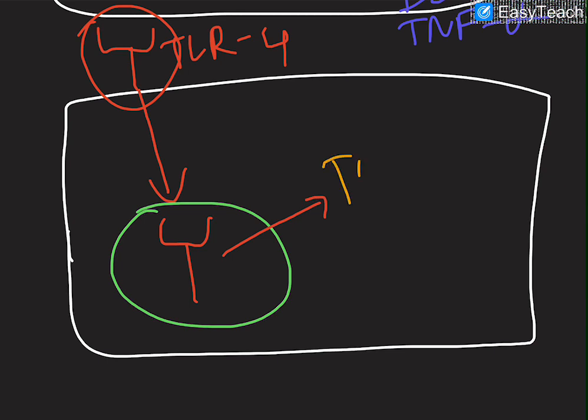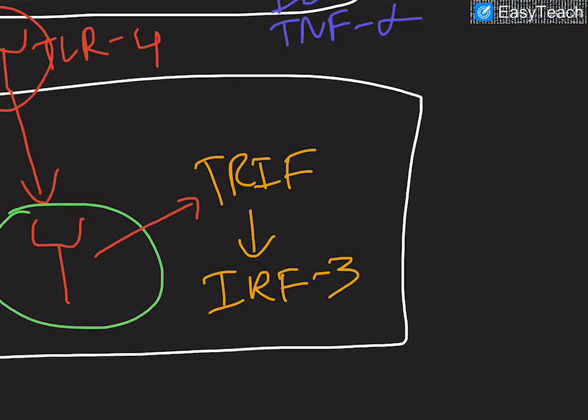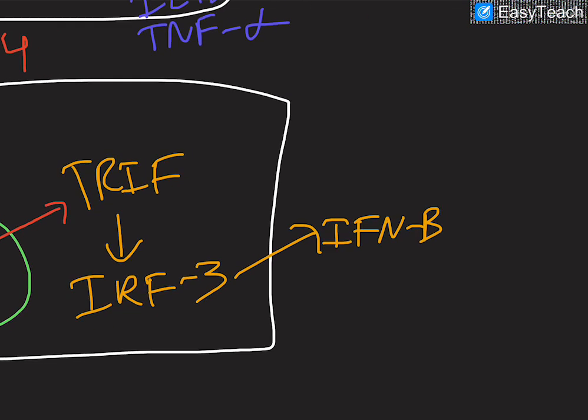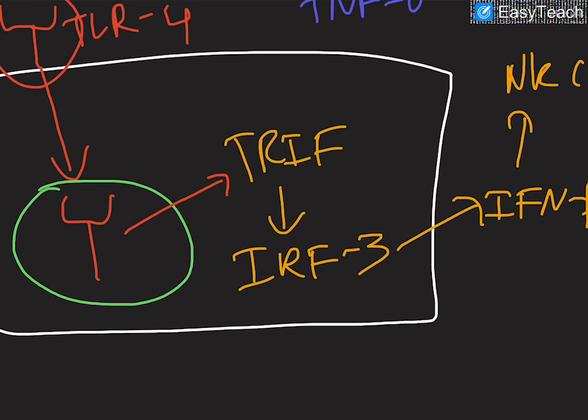We know that if the TRIF pathway gets stimulated, this will lead to the production of IRF3, right? And remember, what did IRF3 do? IRF3 led to the production of interferon beta. Remember, interferon beta induced an antiviral state by doing what? It increased the expression of MHC1 molecules and also recruited natural killer cells, right? Which are important for destroying cells that are infected with a virus. All right, so that's going to be the TRIF pathway.